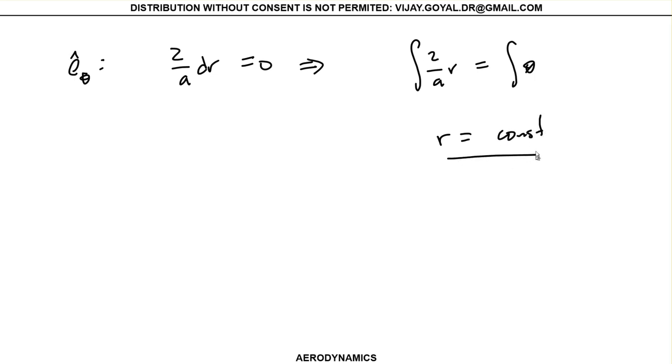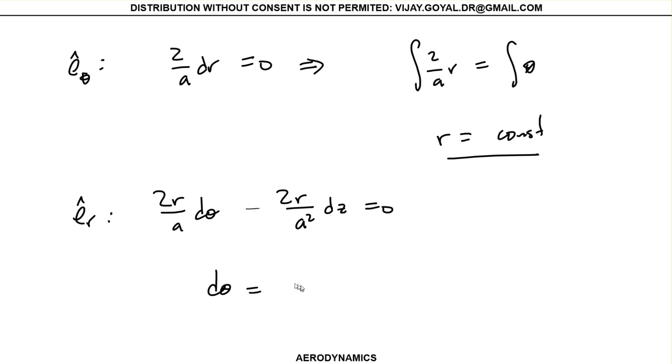Now if I go to the ER term, you can show that 2 times R A d theta minus 2R A squared dz has to be 0. Then from here you find that d theta is basically equal to dz over A. From here, if I integrate both sides, you find that theta is equal to z over A plus a constant.